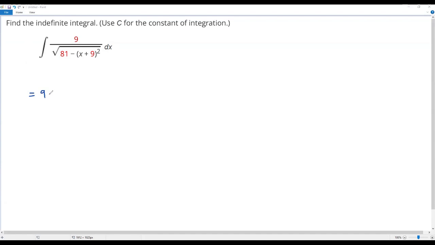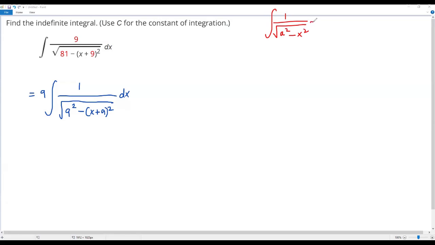the integration. Then I'm getting 9 times integral 1 over square root of... I'm writing this 81 as 9 square. Then I'm getting 9 square negative x positive 9 the whole square times dx. Let me consider a formula in integration, that is integral 1 over square root of a square negative x square times dx. So it is equal to arc sine x over a positive c. When I consider the integrand over here, it's almost in this form.